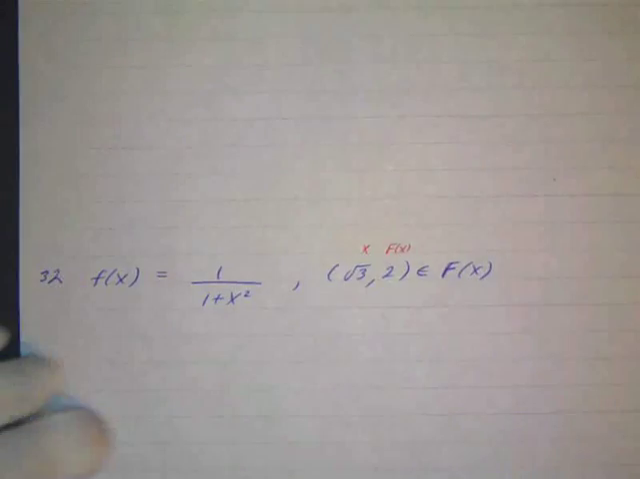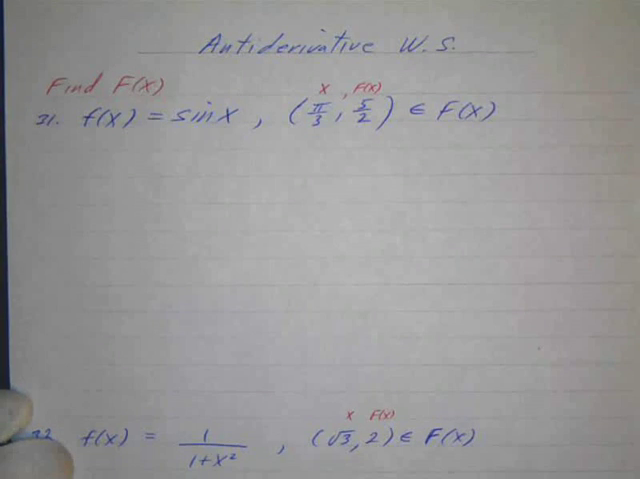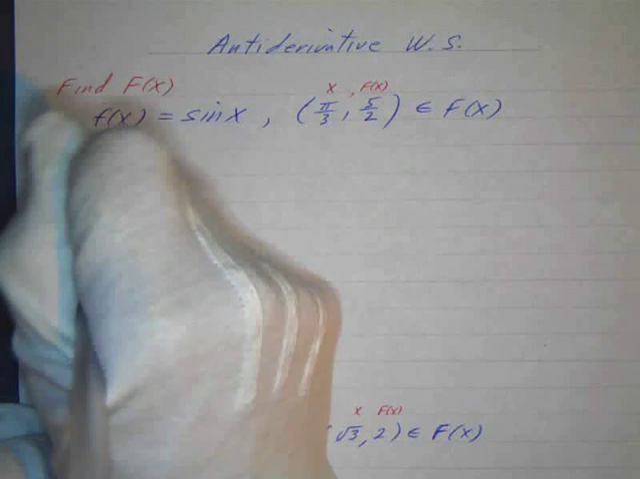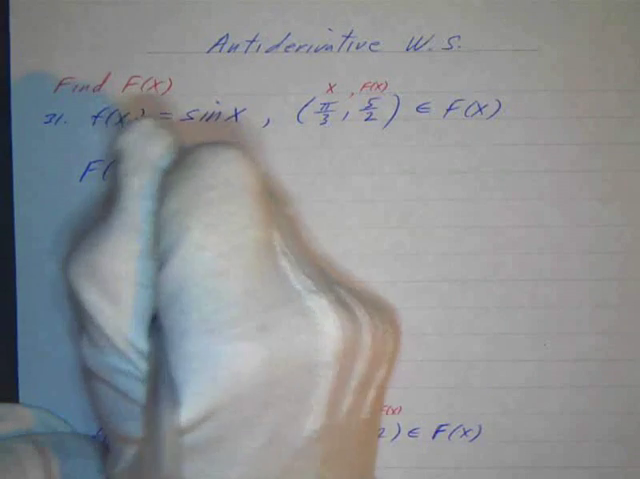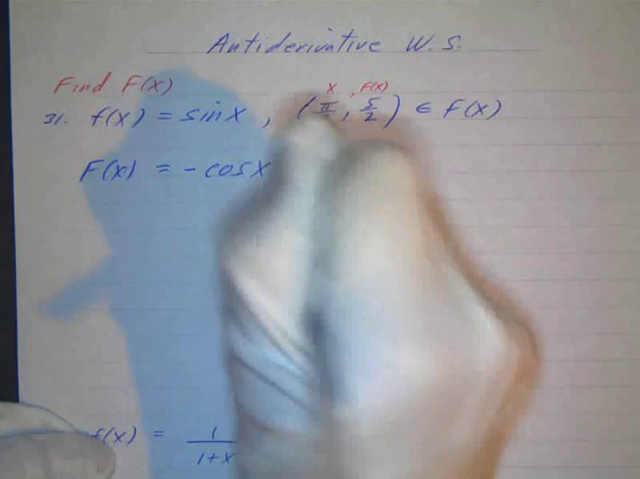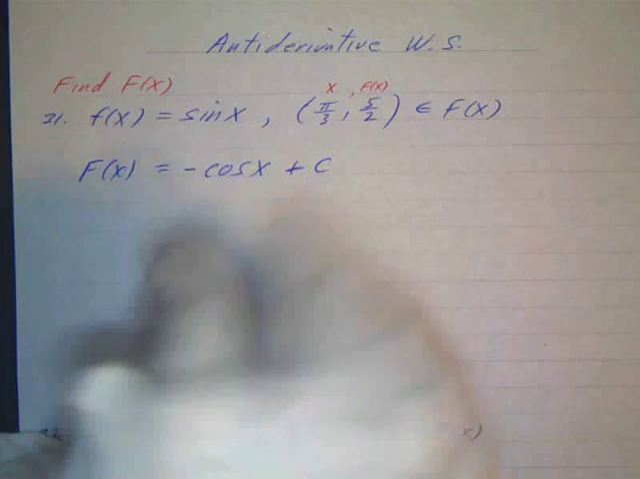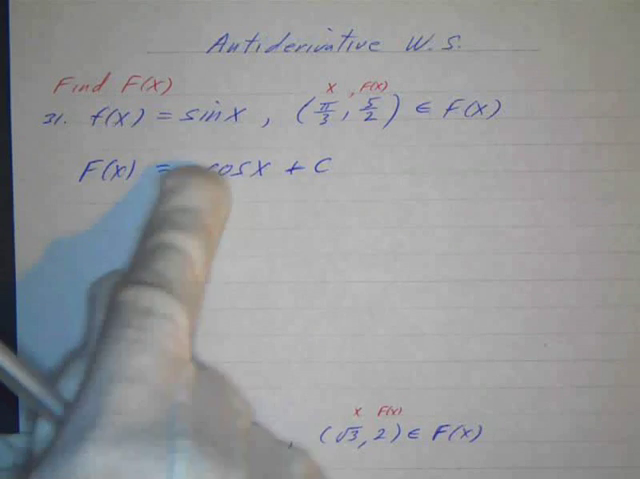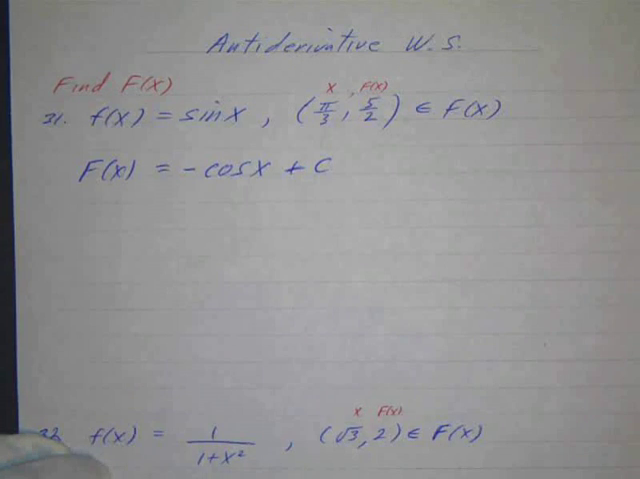Number 31, a little bit easier one, I think. Well, we know that the derivative of the cosine is negative sine. So negative the derivative of the cosine would be the sine plus c. And you can always just check this. The derivative of the cosine is negative the sine of x, and a negative times a negative is a positive, so we get positive sine of x. The derivative of c is 0, so that checks out.